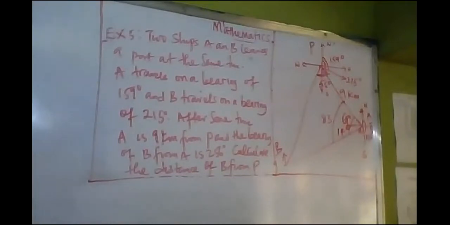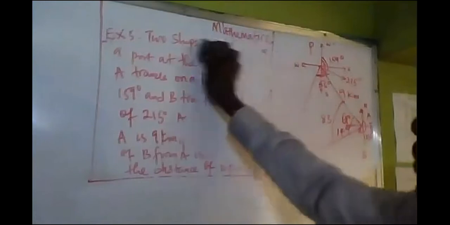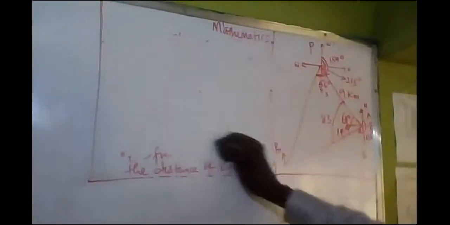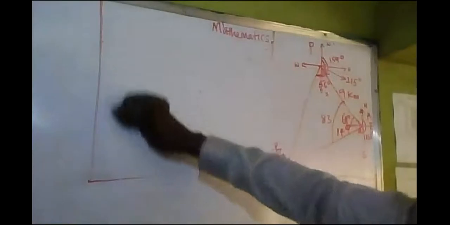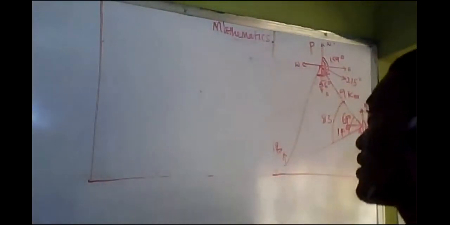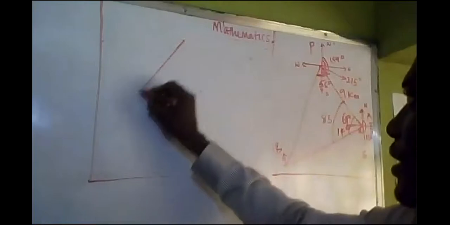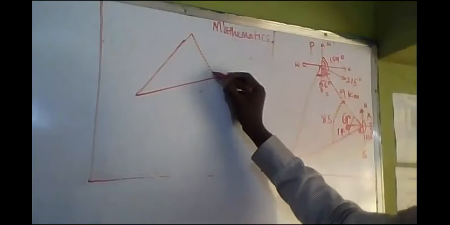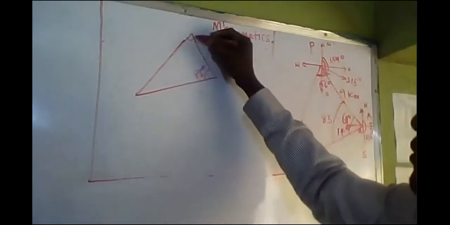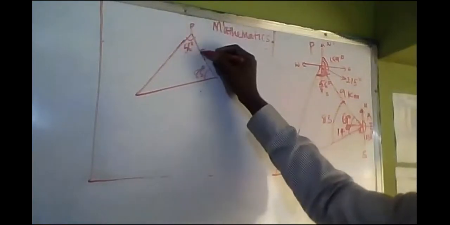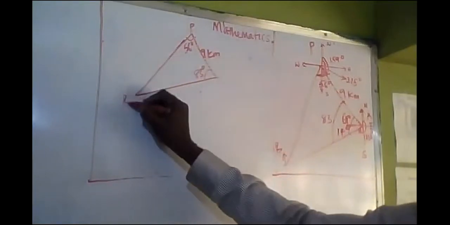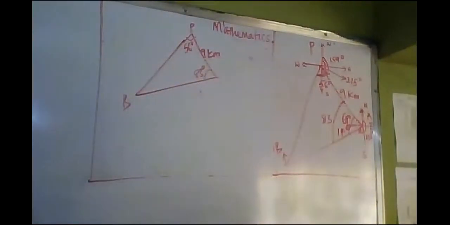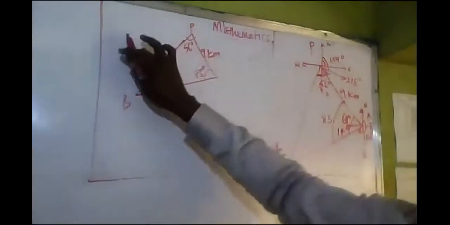So what you should do now is, I don't need this one anymore. I'll wipe it out. What I need now is a triangle, not a right angle triangle, because you don't apply sine or cosine rule to a right angle triangle. So I will draw another triangle that looks like this one. This is 83 degrees. We've got 56 degrees here. This is P. This is 9 kilometers. This is my B. What else again? So what are we actually looking for?